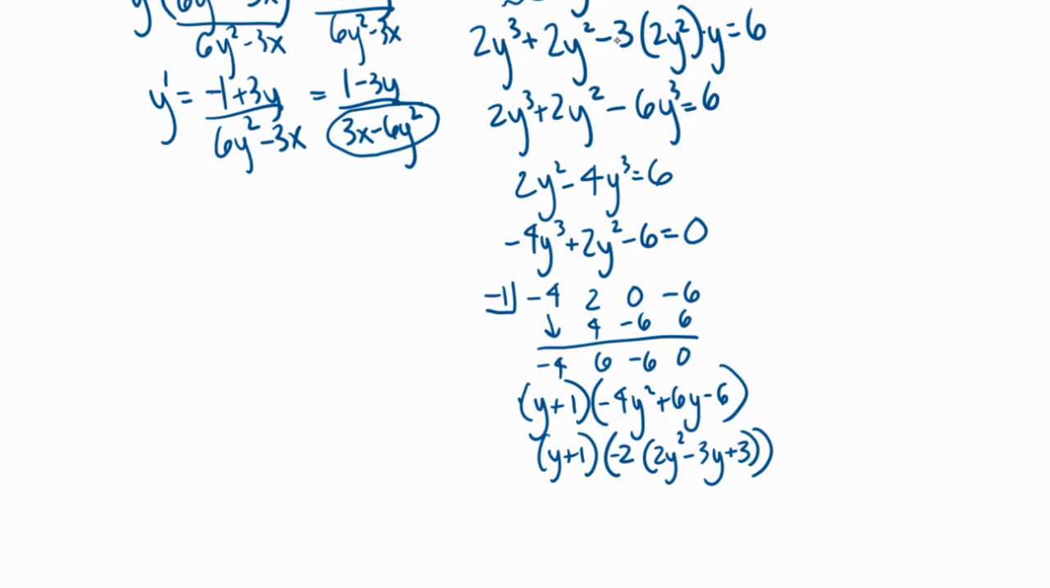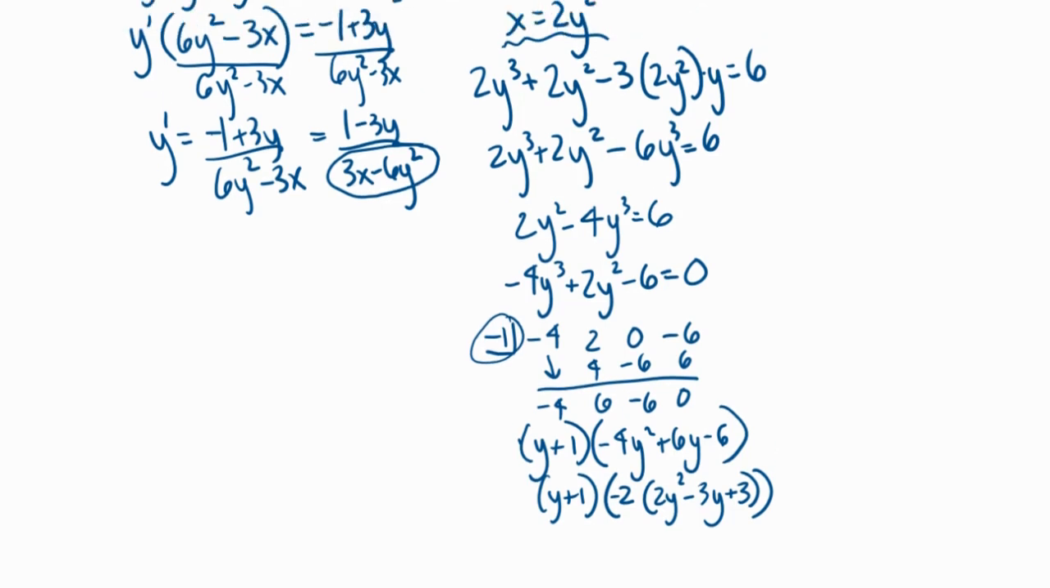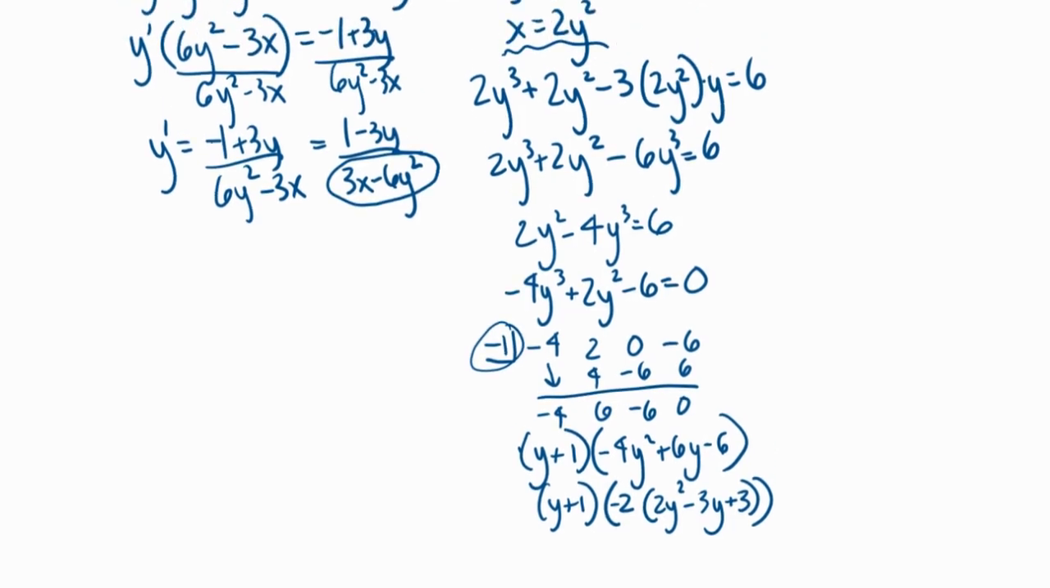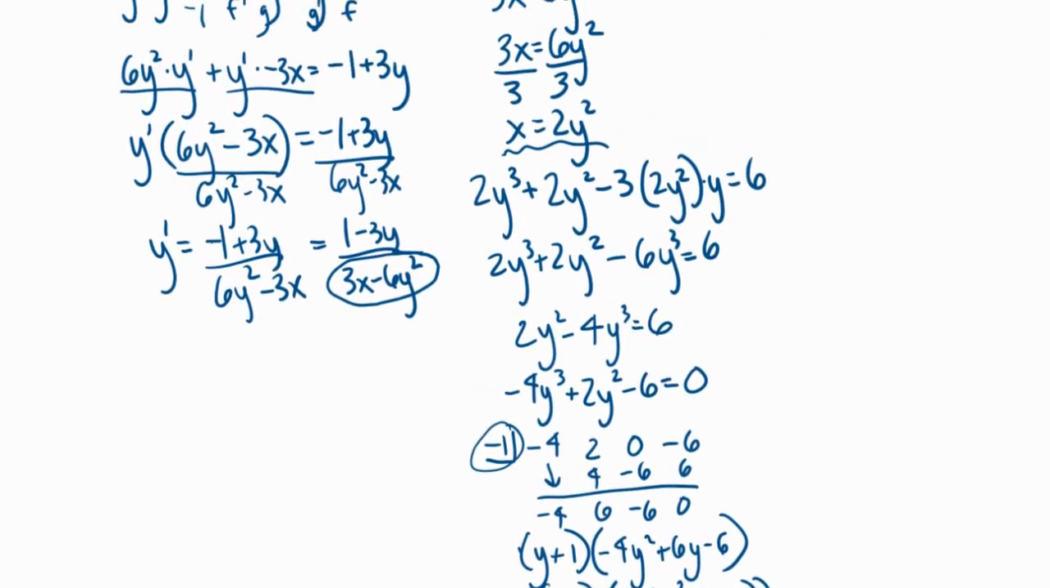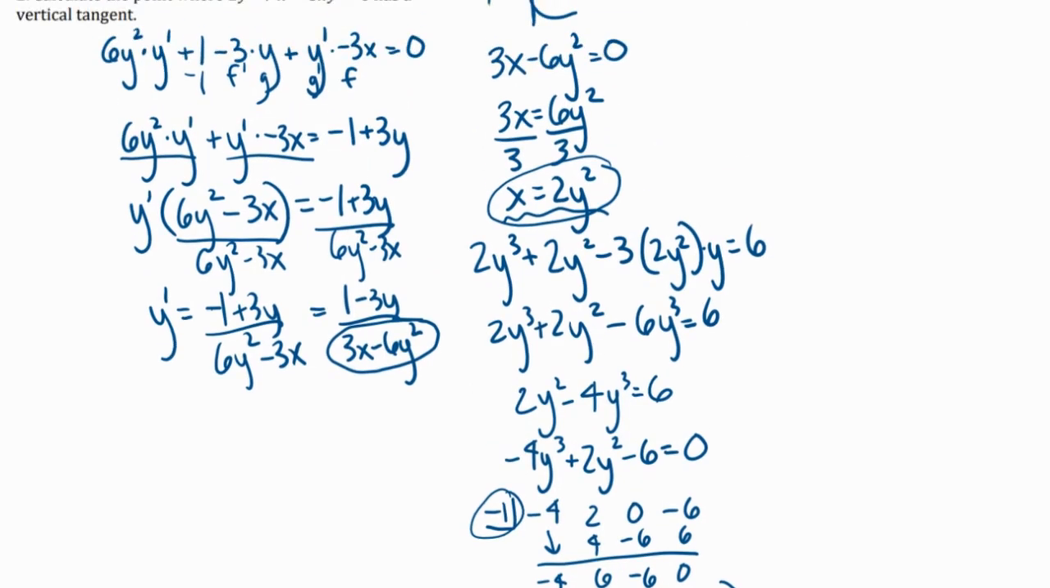Okay, so I get y equals -1 here. So -1 is going to give me a y value where, if I plug in -1 into this equation, so going back, so plug in -1, I get x is equal to, I'm just going to have to take up more room here, sorry. X is equal to 2 times -1 squared, so x is equal to 2. So at the point 2, -1, I expect to have a vertical tangent.